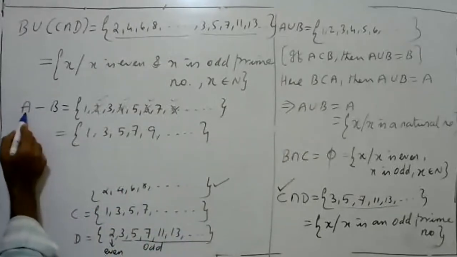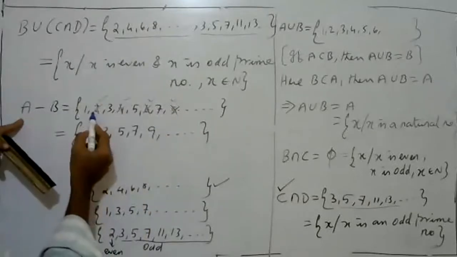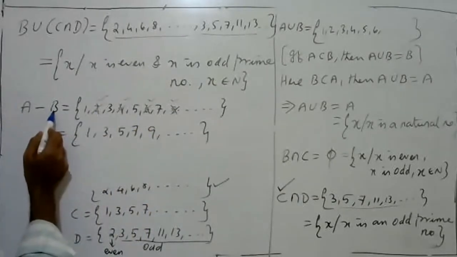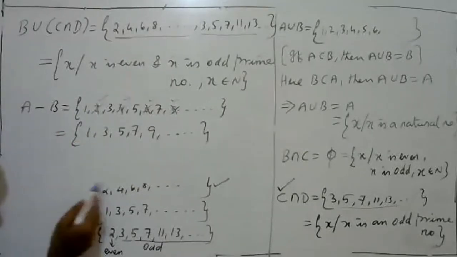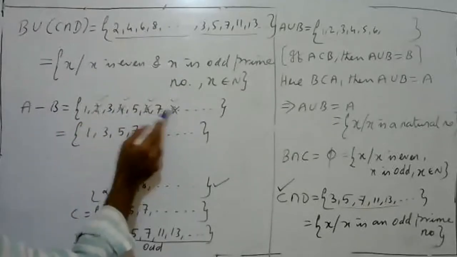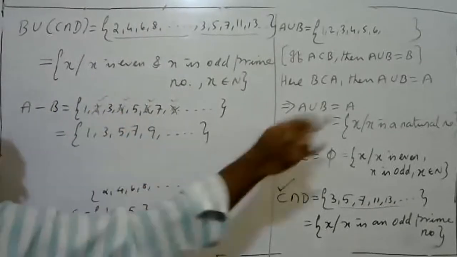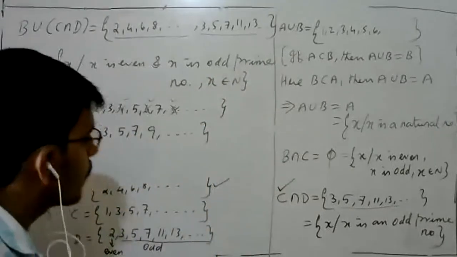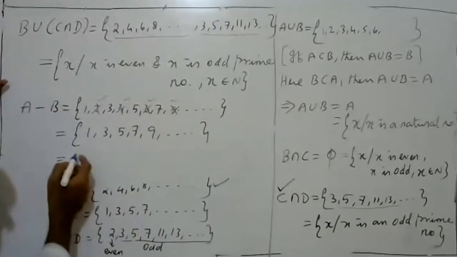So A minus B means first write all the elements of the first set A, and then check whether these elements belong to the second set or not. 1 is not in B, but 2 is in B, so remove 2. 4 is in B, remove. 6 is in B, remove. 8 is in B, remove. All the even numbers present in B are removed. Remaining we are getting odd numbers. So therefore 1, 3, 5, 7, 9 is nothing but C.